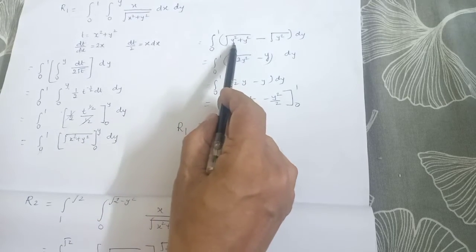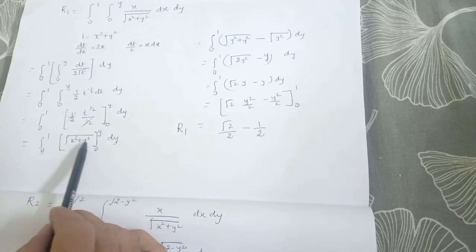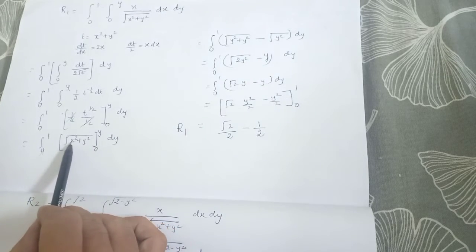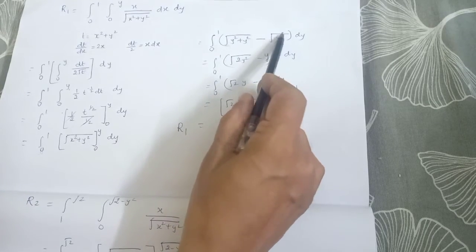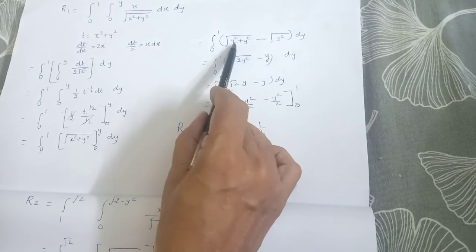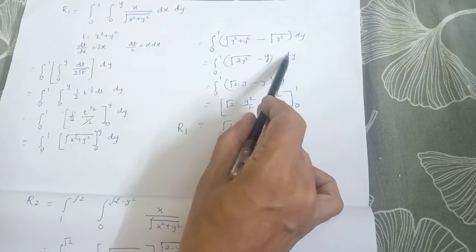Integral 0 to 1, root of y square plus y square. Here we substitute x equal to y, giving y square plus y square, minus the lower limit 0. This place is 0 plus y square, the square root cancels, here only y. y square plus y square is 2y square, whole root. Next we integrate with respect to y.